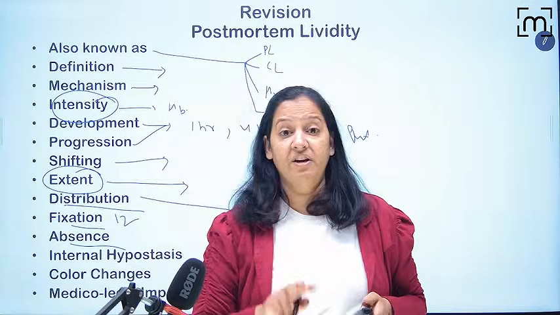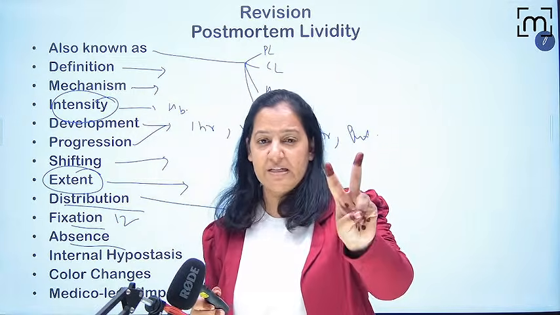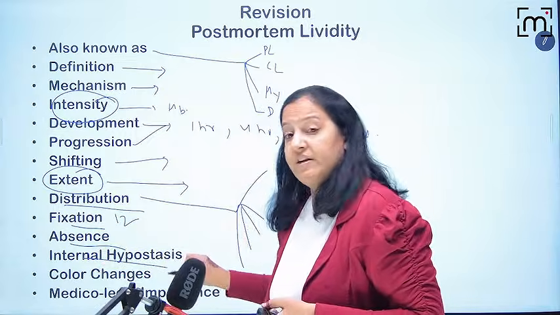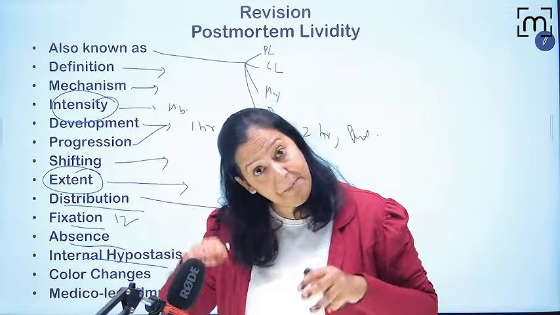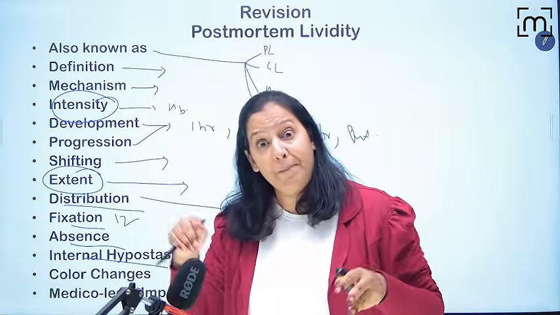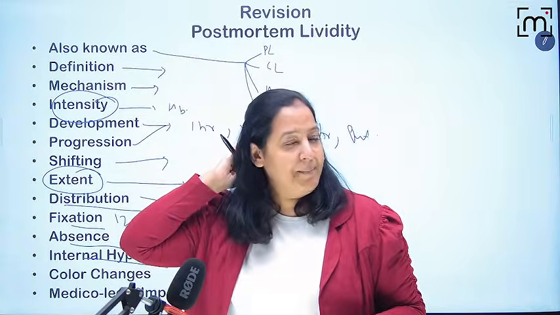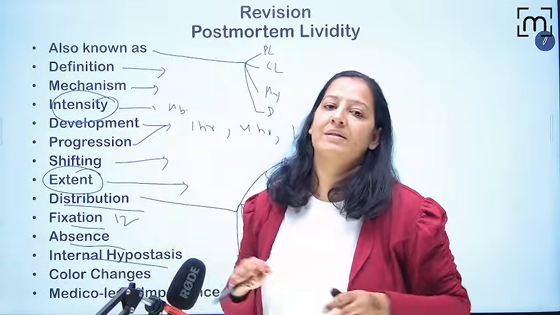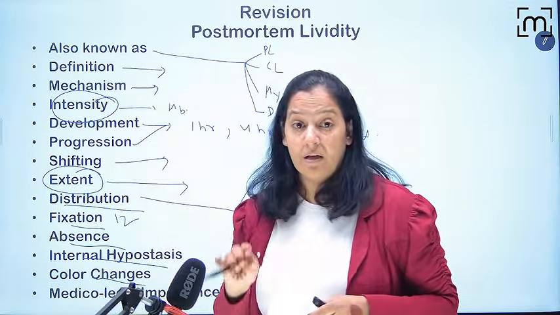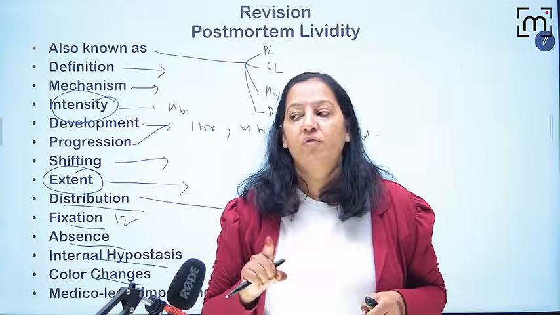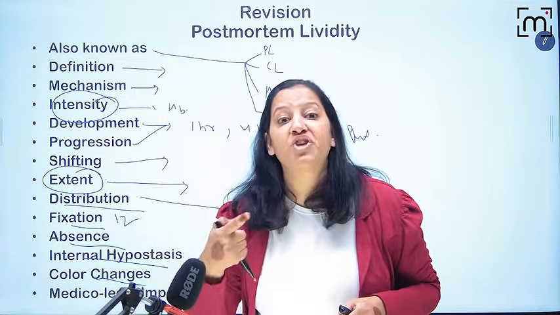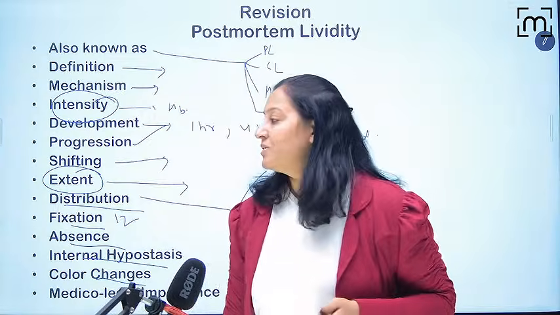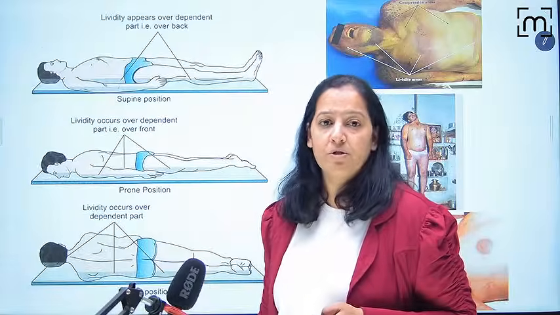Absence of lividity in 2 conditions. What are the 2 conditions in which lividity is absent? Severe anemia and blood loss more than 65%. Internal lividity also occurs in the dependent internal organs. You can enumerate the dependent internal organs in supine position, like cerebellum, dorsal part of the lung, dorsal part of the stomach, dorsal part of all the organs like that. Color changes can give a clue of the poisoning. For example, in carbon monoxide poisoning, the lividity is cherry red color. And medico-legal importance, you know the 6 medico-legal importance. What does it tell us? So this is how you should be able to enumerate postmortem lividity.